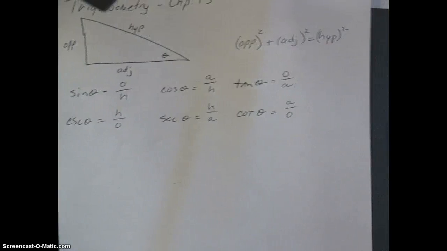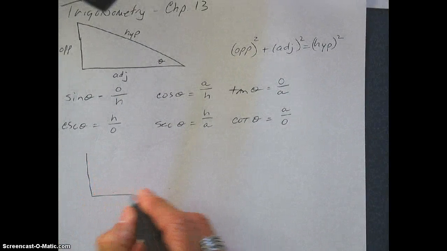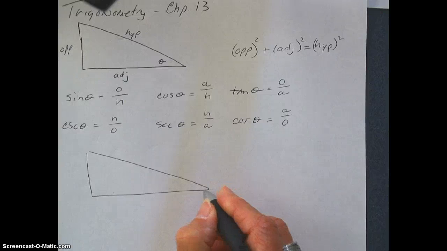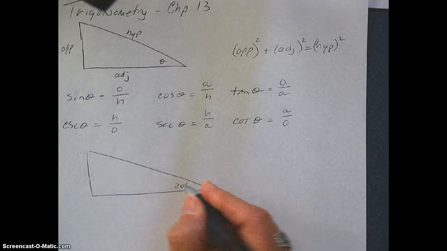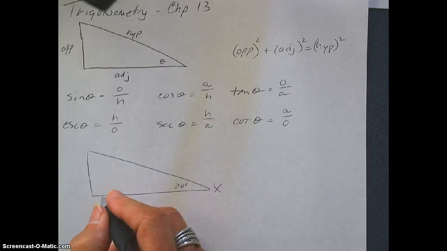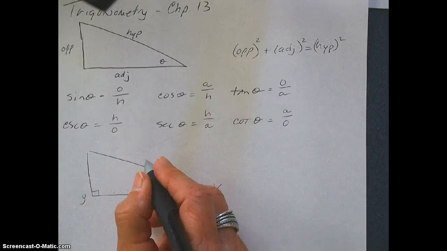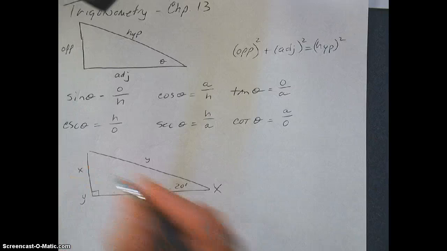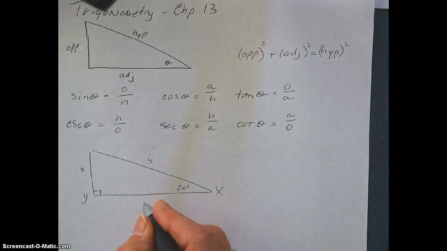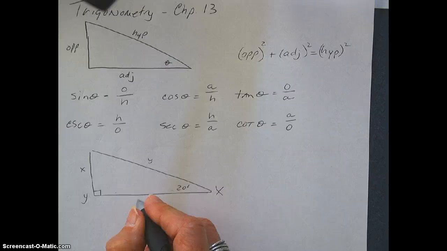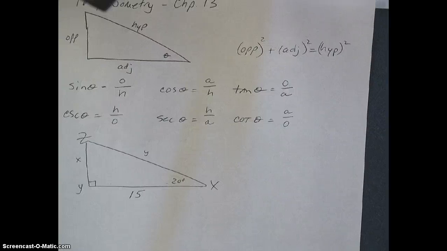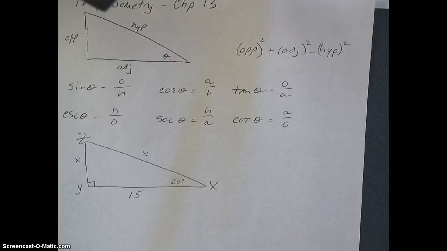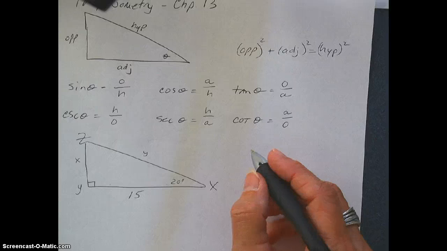So first off, I'll give you a right triangle. The angle will be a 20-degree angle. Let's say x, y will be 90 degrees, and I give you another leg is 15. So in this case we have a triangle XYZ. We want to find side x.